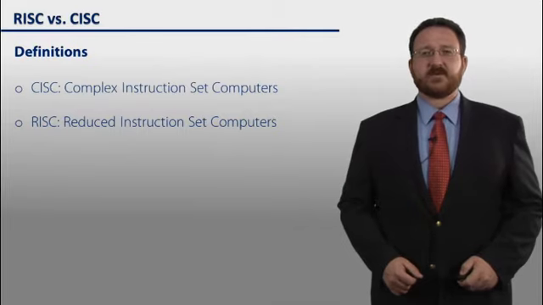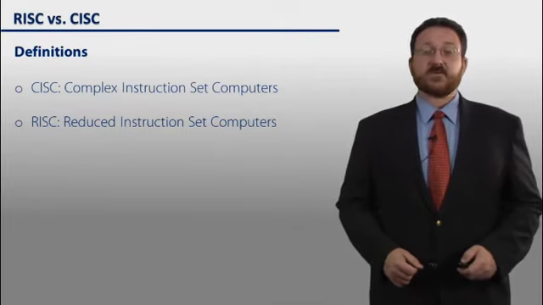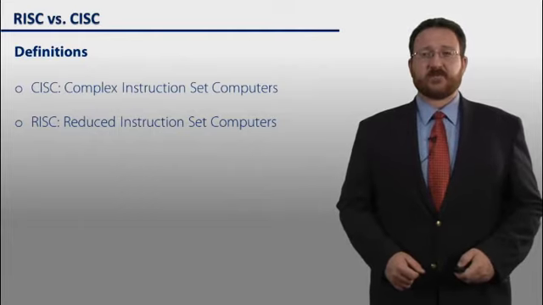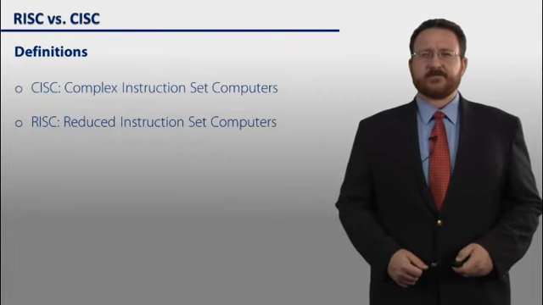Hello. In this segment, we're going to talk about RISC versus CISC. Let's start out with some definitions. CISC is a complex instruction set computer, whereas RISC is a reduced instruction set computer. Both of these different architectures evolved at different points in history, so let's look at a little history.